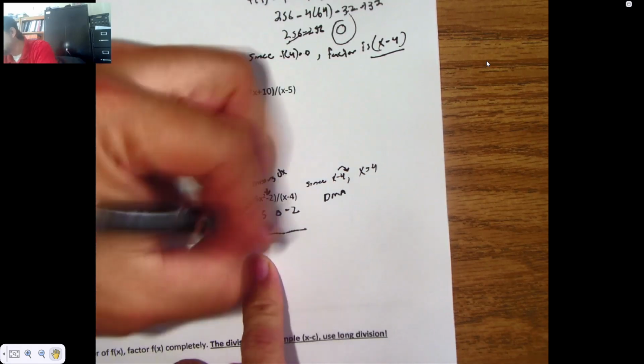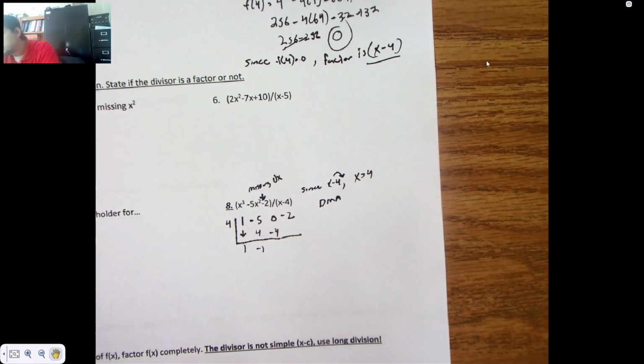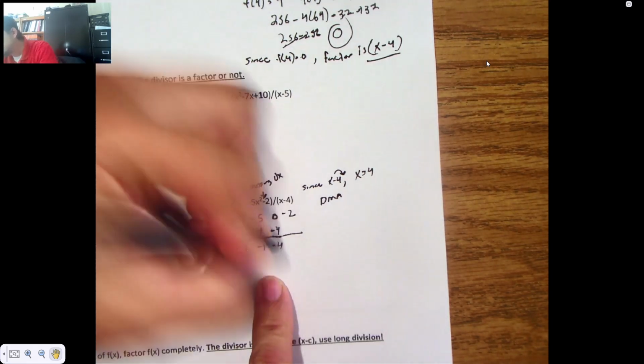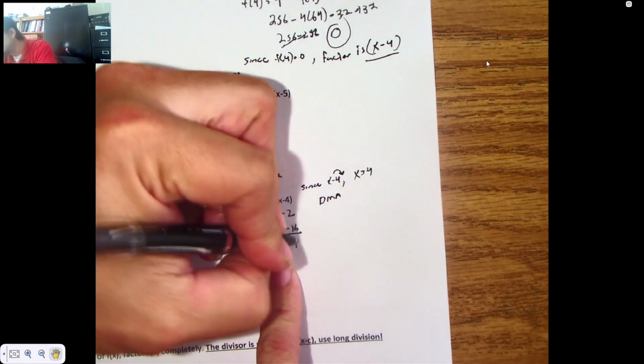4 times 1 is 4. Negative 5 and 4 makes negative 1. 4 times negative 1 is negative 4. 0 plus a negative 4 is negative 4. And 4 times a negative 4 is negative 16. And we get negative 18.